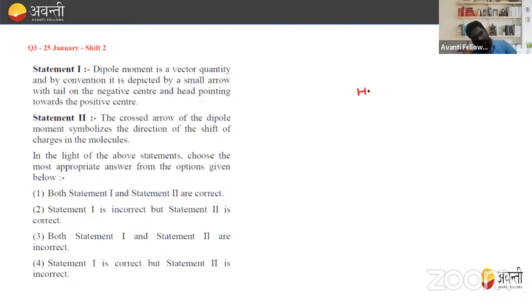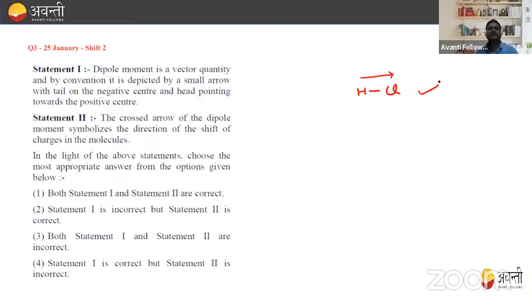This means, suppose you have HCl, right? We know that Cl is an electronegative element, H is an electropositive element. So how can you derive the arrow for this? Dipole moment is a vector quantity and its direction is always from where? That is by a small arrow with the tail on the negative center, like that, and head pointing towards the positive center.